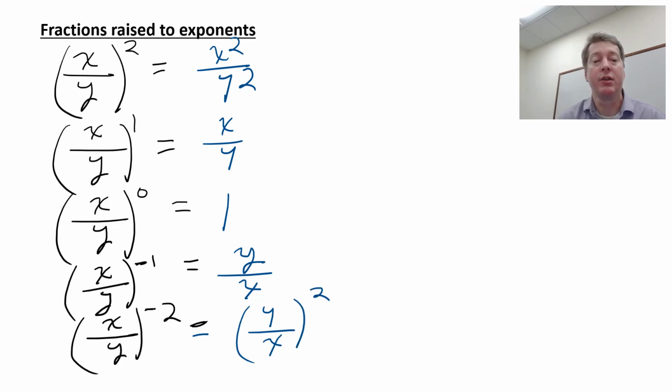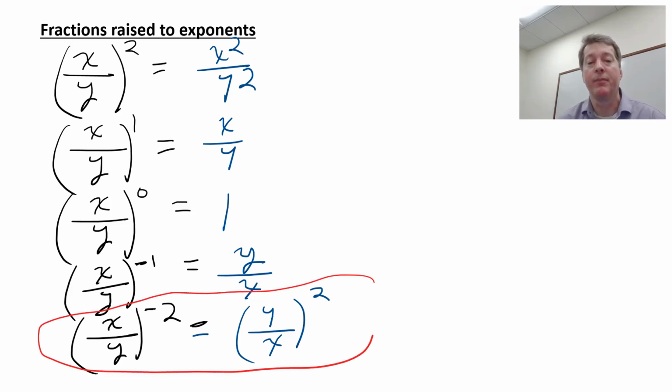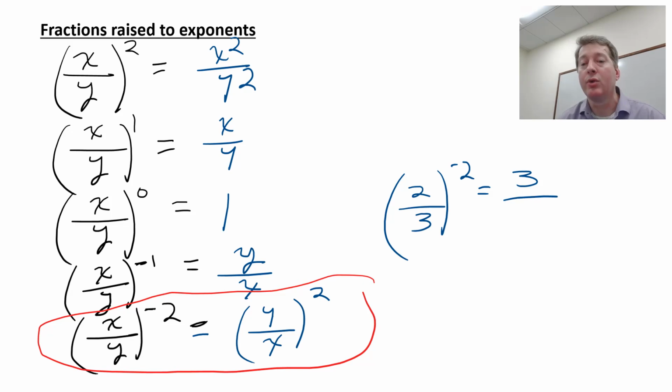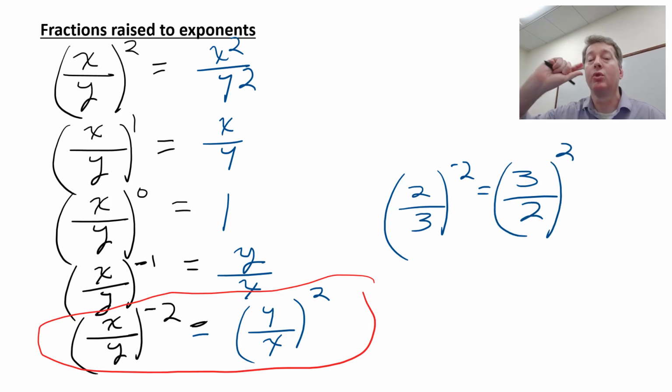So a really good thing to remember, if you see a fraction raised to a negative exponent, you flip the fraction over, you just write the reciprocal, and you negate the exponent. So the negative 2 in this case would become a positive 2. If I had 2/3 to the negative 2, that's the same as 3/2, 3 over 2, to the positive 2. So the rule, you flip the fraction and you switch the sign of the exponent.